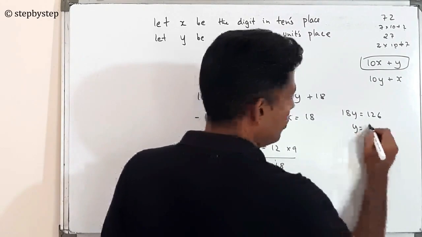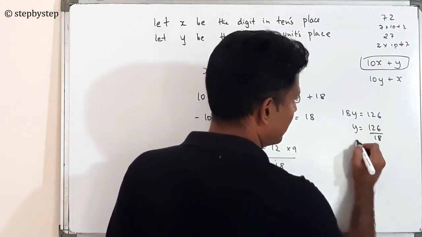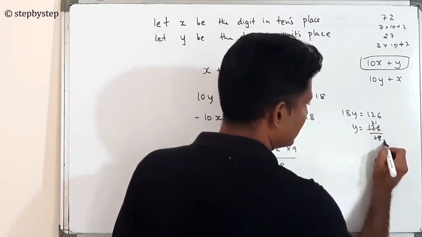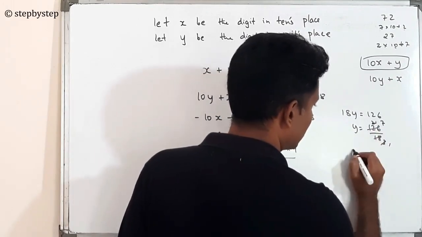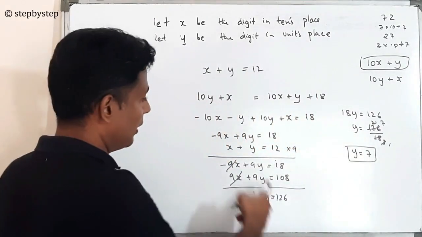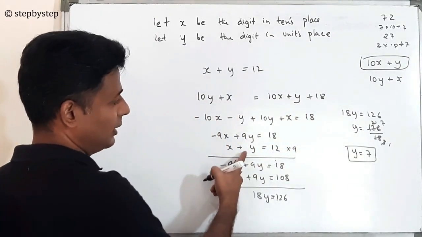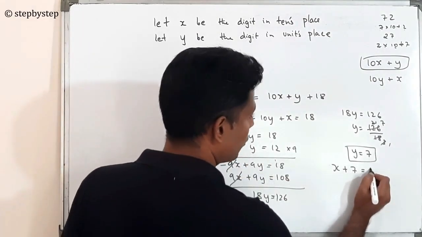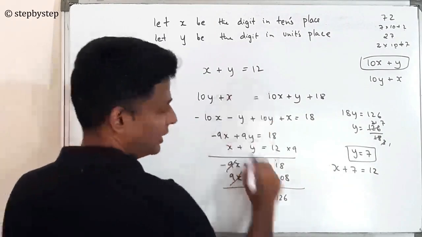So y equals 126 by 18. 6 2s are 12, 6 3s are 18, 7s are 126. So I got y equal to 7, right? Now I can find x using any of these equations. I'll use the first equation: x plus y. So x plus 7 equal to 12.